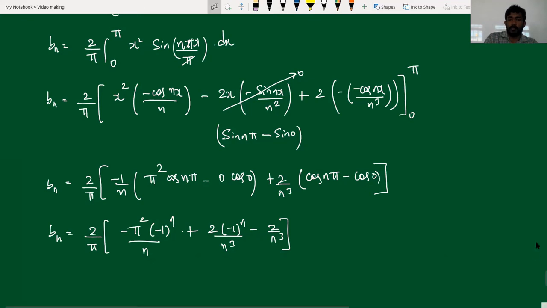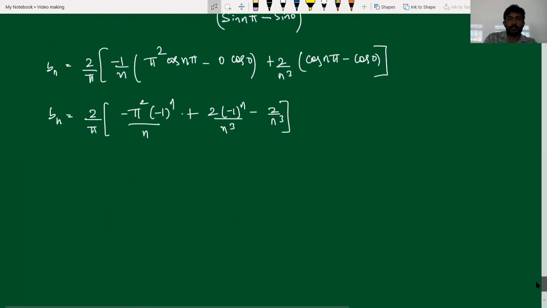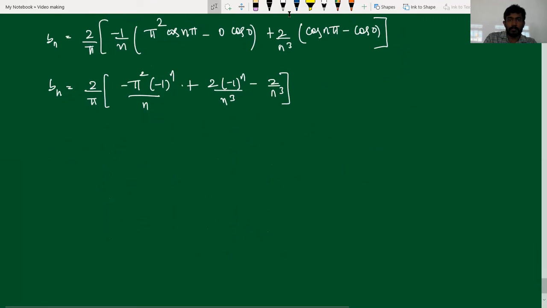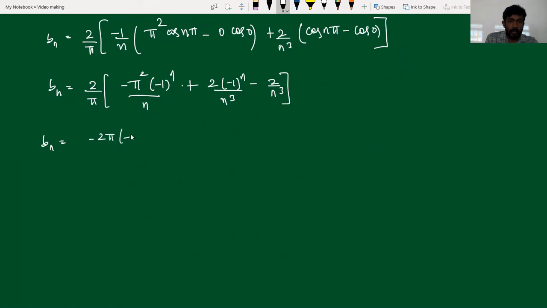So we multiply 2 by pi inside now. We get bn is equal to minus 2 times pi and pi gets cancelled, pi square gets cancelled here. This is minus 2 times pi into minus 1 to the power of n divided by n plus 2 into 2 it becomes 4 times minus 1 to the power of n divided by pi n cube minus 4 divided by pi n cube. So this is the required Fourier coefficient of bn.